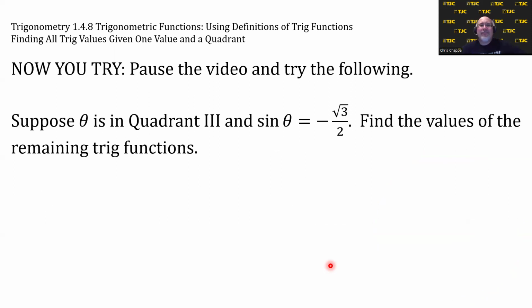Now you try. Pause the video and try the following. Suppose theta is in quadrant 3 and sine of theta equals negative square root of 3 over 2. Find the values of the remaining trig functions. Pause the video, give it a try.